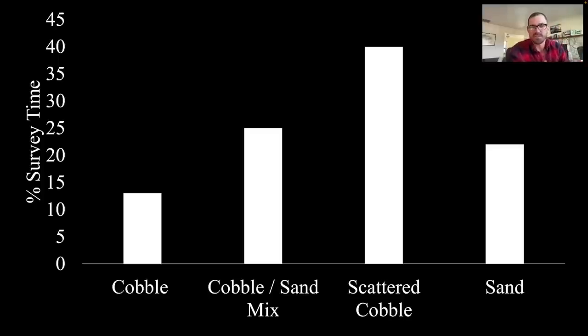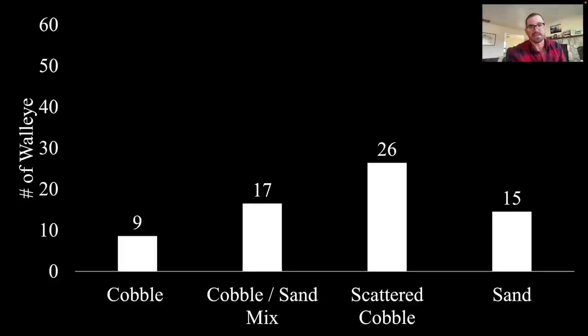So if we were to take these percentages and look at the expected distribution of those 66 walleye that I saw, then we should expect to see about 9 walleye in cobble, 17 walleye in cobble sand mix, 26 walleye in scattered cobble, and 15 of those walleye in sand. That is if the distribution of walleye is uniform relative to my survey effort, and there's no biases for walleye selecting for different habitat types, that's what that distribution of those 66 walleye I saw should have been.